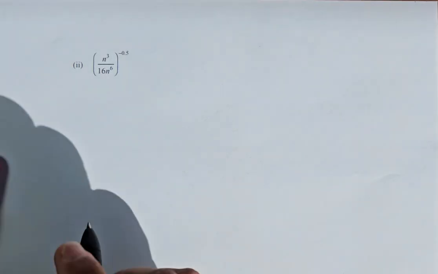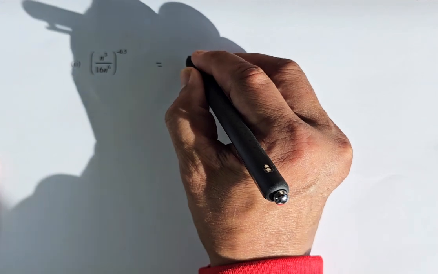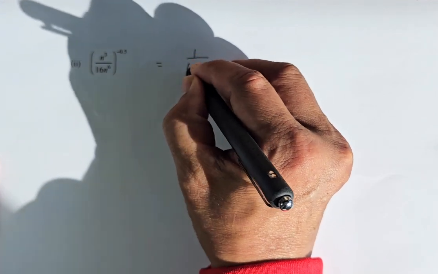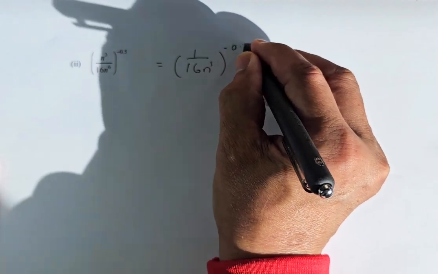Part 2 is a bit more complicated, but shouldn't be much problem if you are a Level 2 student. So the question sounds like this: n cubed divided by 16n^6, all to the power of negative 0.5. As I said before, we are going to simplify the inside. So n cubed over n^6 gives 1 over 16n cubed, and that is to the power of minus 0.5.